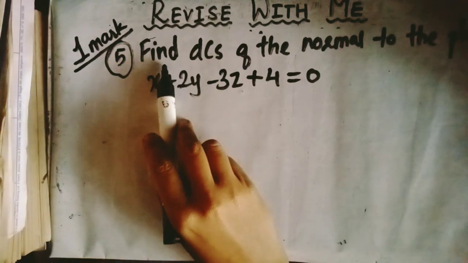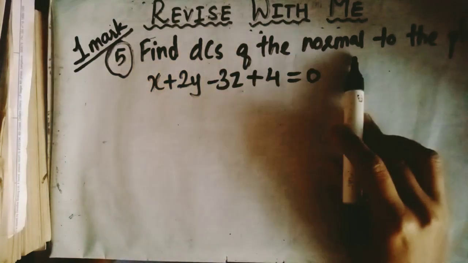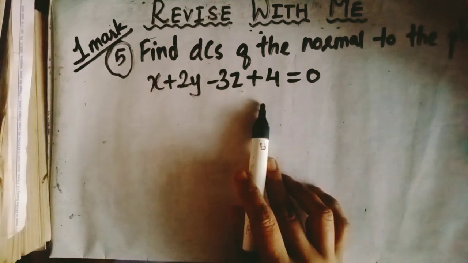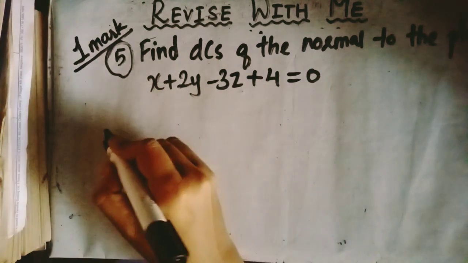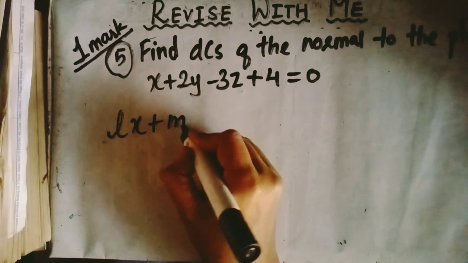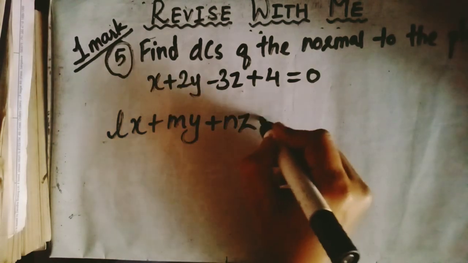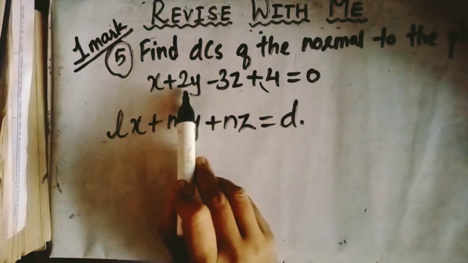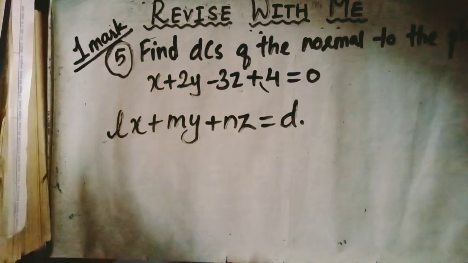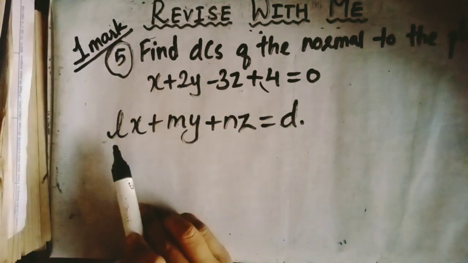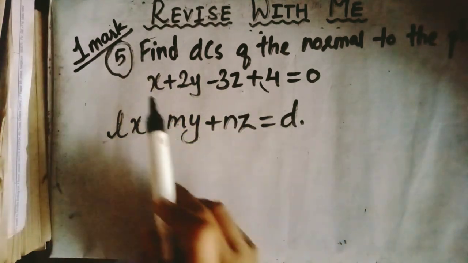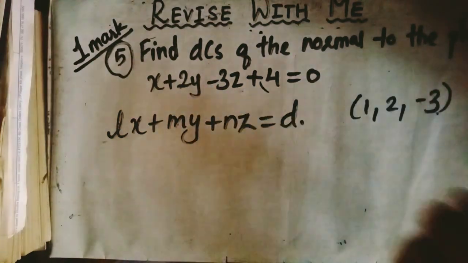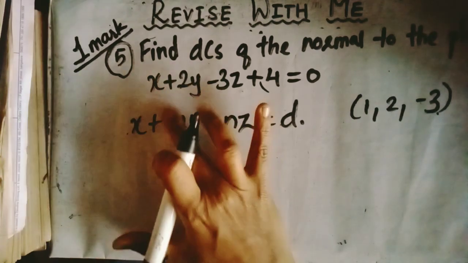So this is the question. You have to find the direction cosines of the normal to the plane. The equation of the plane is given, and this is in the Cartesian form, Lx plus My plus Nz equal to D. Here L, M and N are the direction cosines, but here 1, 2 and minus 3 are your direction ratios. You have to write it in the proper form.